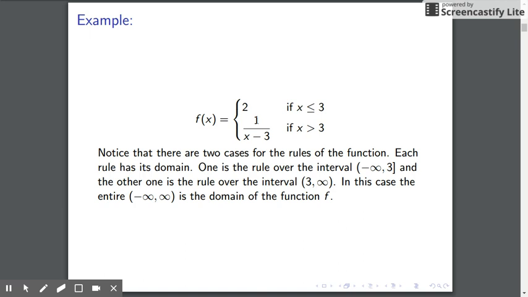f of x is equal to 2 for x less than or equal to 3, and 1 over x minus 3 for x bigger than 3. The domain of the first case is negative infinity to 3, including 3, that's closed on 3. The domain of the second one is 3 to infinity, not including 3, that's open. The entire domain is negative infinity to infinity.